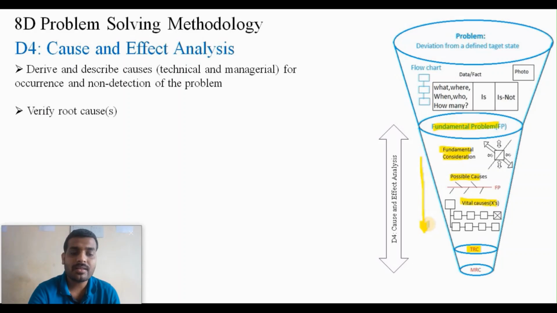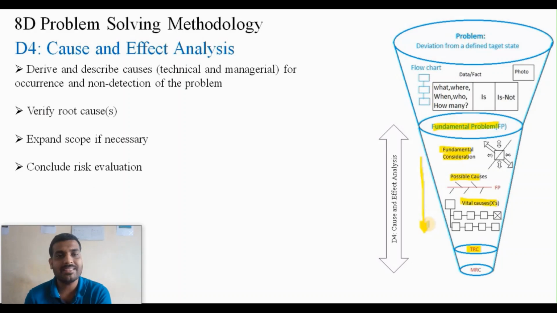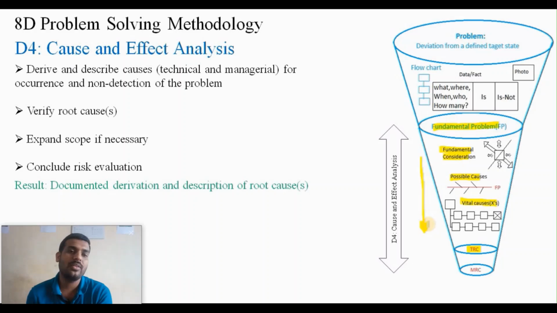After the root cause has been determined and verified, it has to be checked whether the scope needs to be extended or not. Then the D3 containment actions must be revised and, if necessary, adjusted according to the root cause. After the identification of the root cause, the risk evaluation will be closed. This cause and effect analysis will result in a documented derivation and description of the root cause, that is the technical root cause and managerial root cause, with evidence or proof.